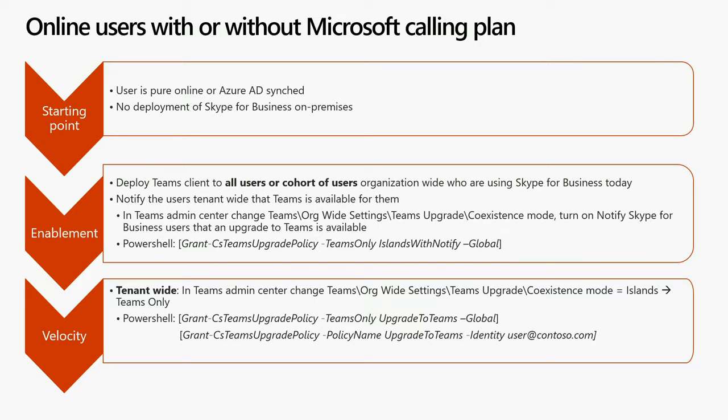If you do it cohorts at a time, you use the bottom PowerShell line here, grant CS Teams upgrade policy with the policy name and identity user. Okay, so users get updated. No voice services lost in this scenario. We have Microsoft calling plans, everything keeps working. Meetings get migrated, of course, when you move the user and you use that bottom PowerShell command from Skype for Business coordinates to Teams coordinates.